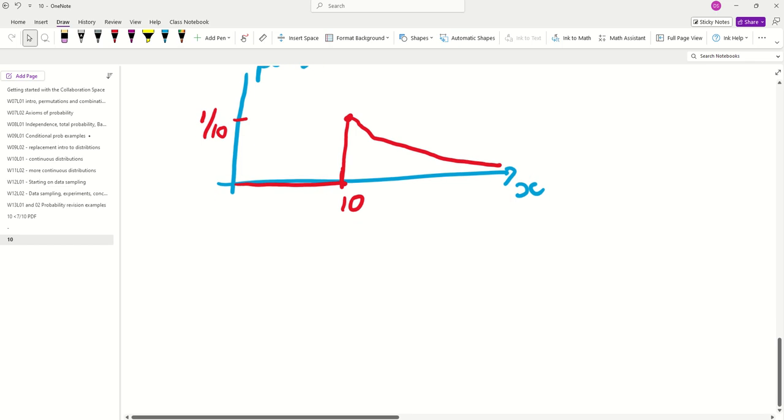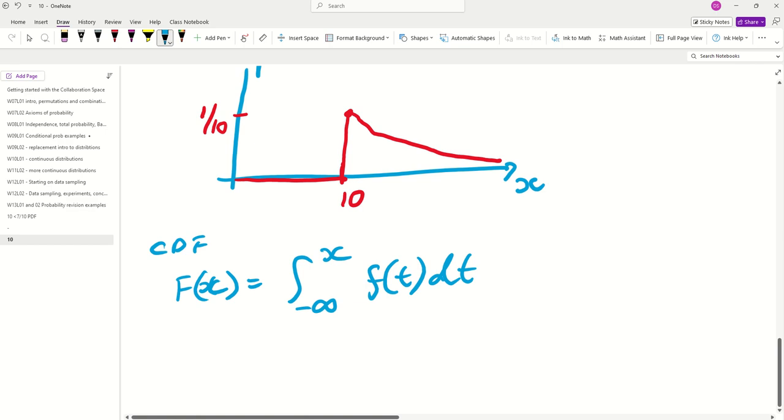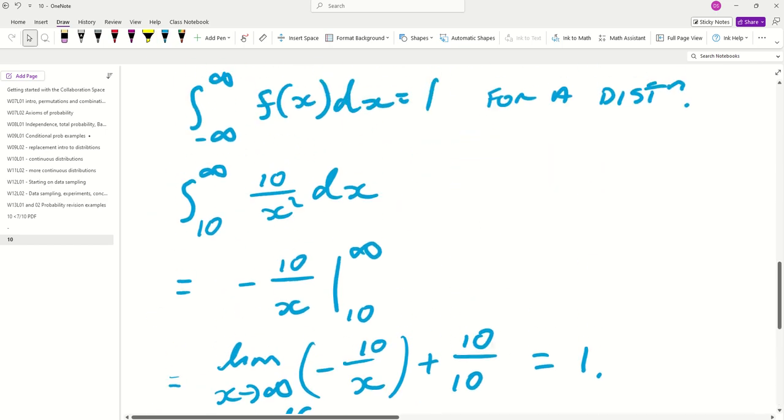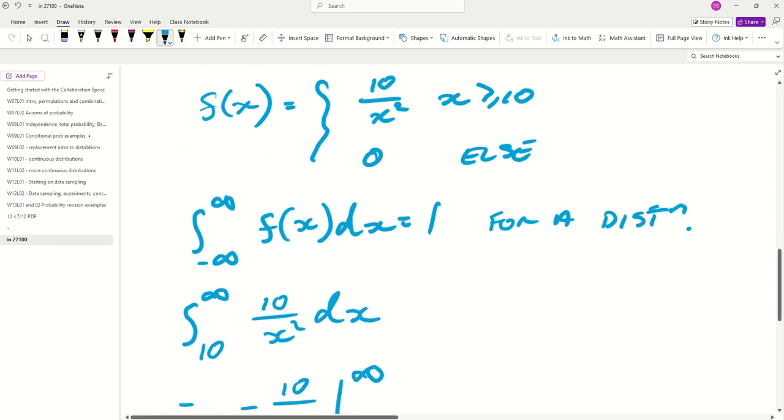Let's now find and sketch the CDF, which is just the indefinite integral of the PDF. So I'm going to write the indefinite integral fairly carefully, noting that we can change the variables inside the integral. It's just a dummy variable, and we've got our x in the top limit now. So when we integrate from negative infinity up to x equals 10, we're going to be integrating 0, so it doesn't matter. We may as well start with a bottom limit of 10, and this is our function.